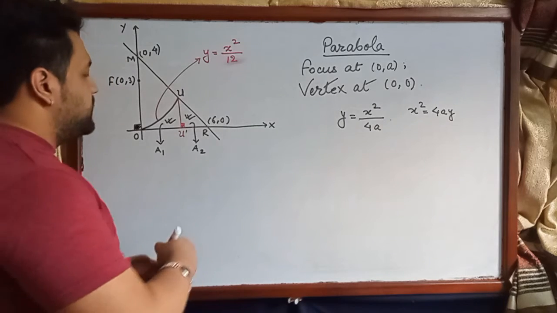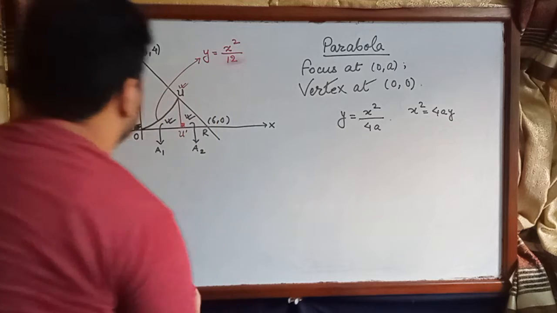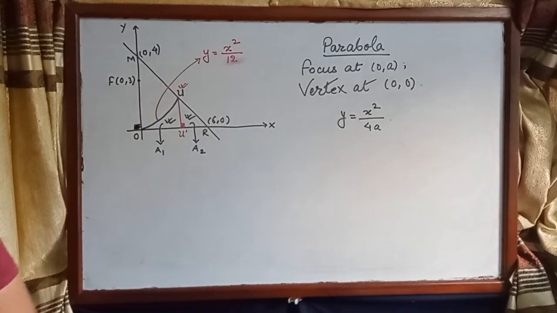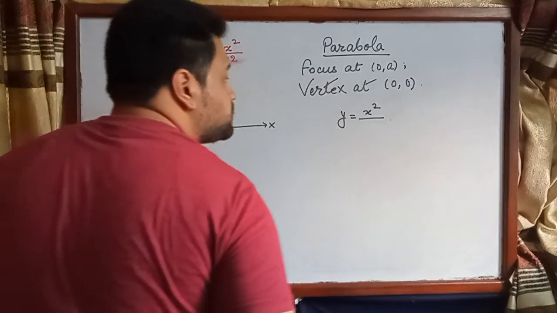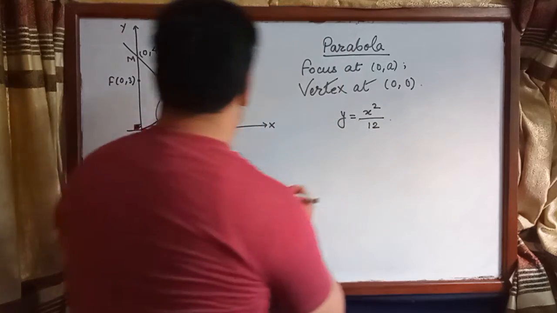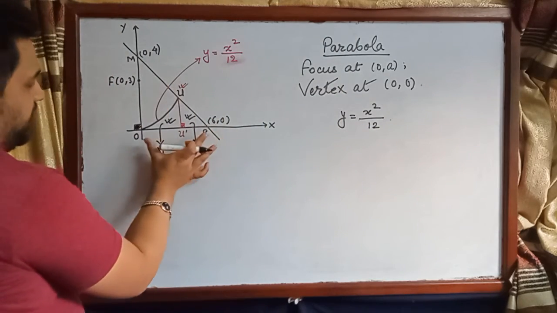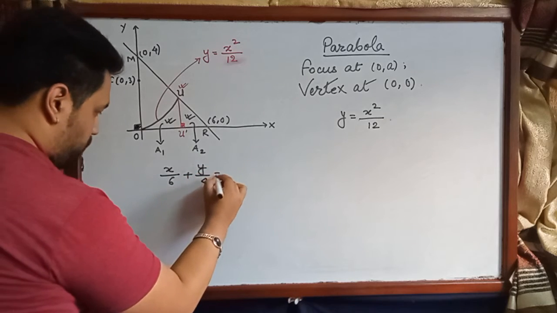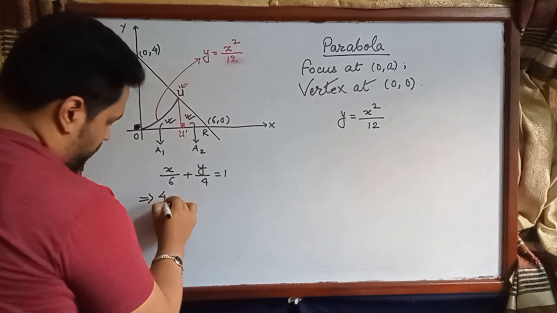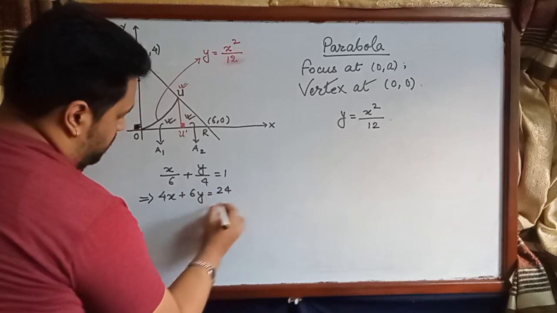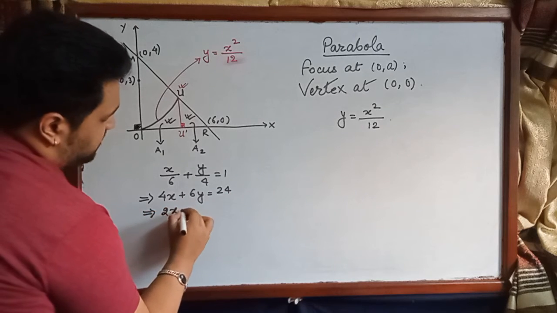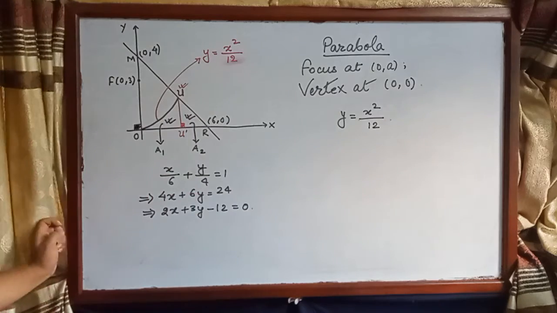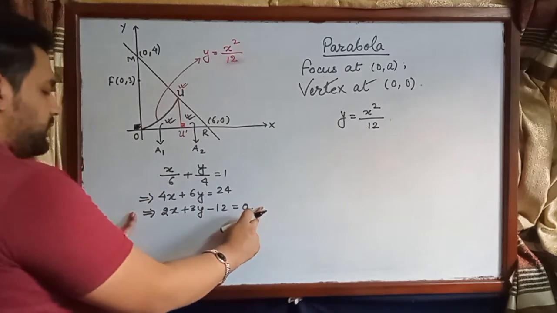Now we need the coordinates of this point U. U is the intersection of this parabola and the line given by x over 6 plus y over 4 equal to 1, since the x-intercept is 6 and the y-intercept is 4. That is 4x plus 6y equals 24, which is nothing but 2x plus 3y minus 12 equals 0. Now we need the intersection of this line and this parabola.